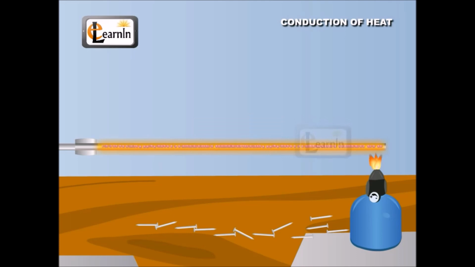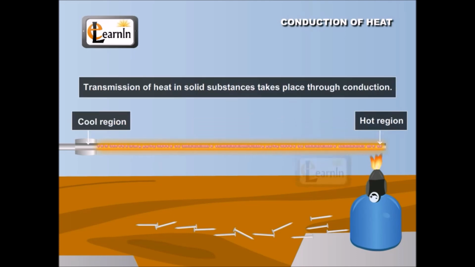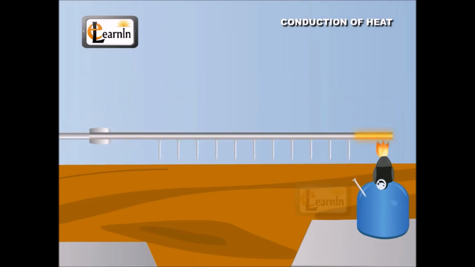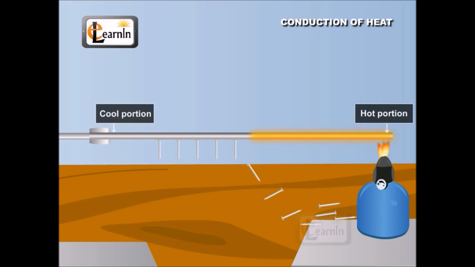In this way, the heat energy gets transferred from the hot region to the cold region. Transmission of heat in solid substances takes place through conduction. For conduction to take place from the hot portion of the body to the cold part of it, or from the hot body to the cold body, the two parts should be in contact with each other.